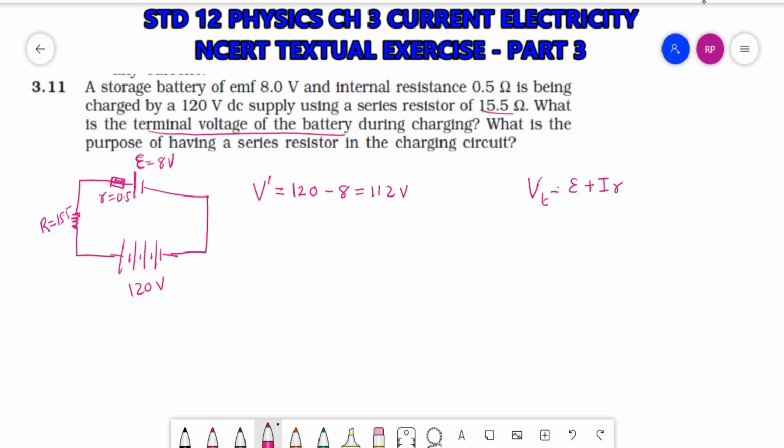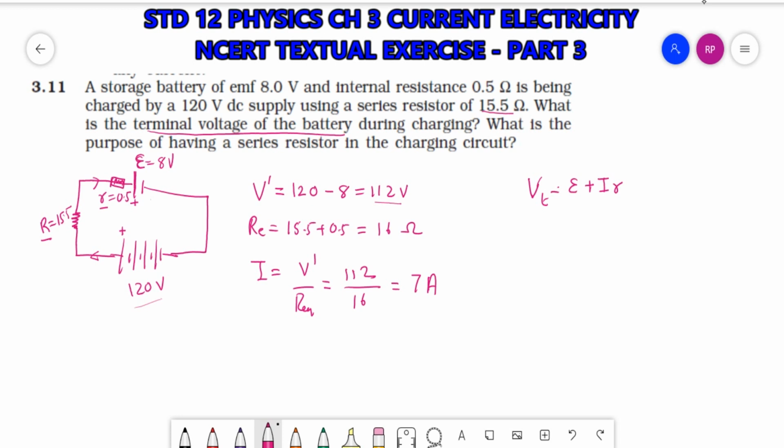Positive terminal is connected to positive terminal, right? So as there is a higher volt, current flows in this way. So this is 112 volt, and R equivalent, R and small r both are in series, so I will add it: 15.5 plus 0.5 will be equal to 16 ohm. So the current flowing I will be equal to V dash by R equivalent, that is 112 divided by 16, and that is equal to 7 ampere.